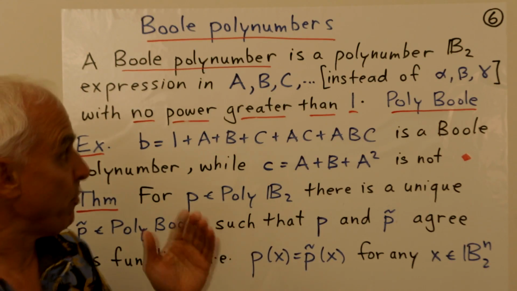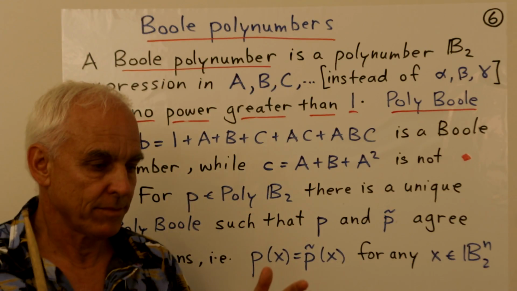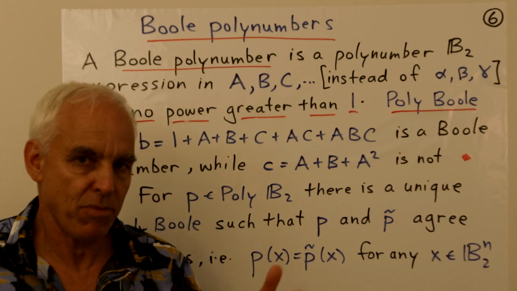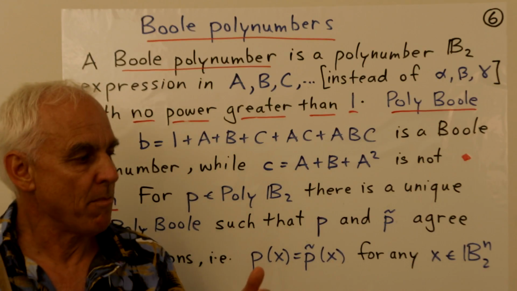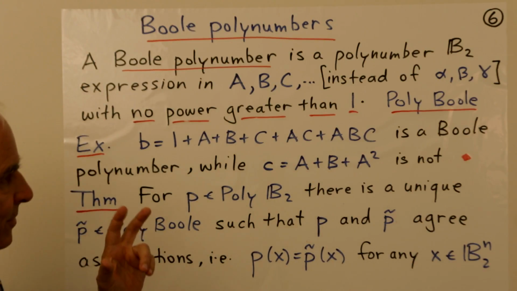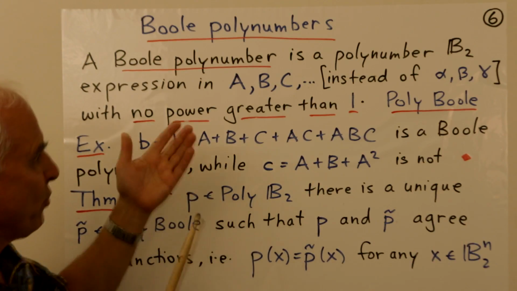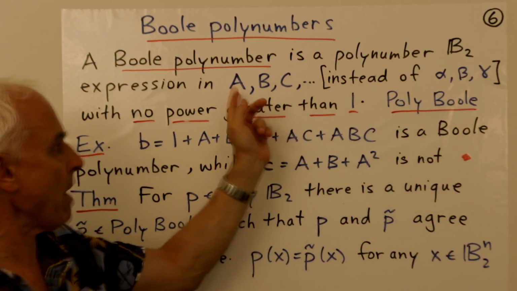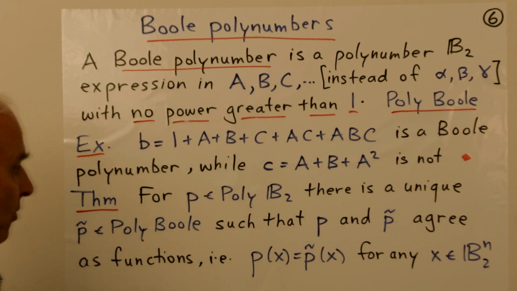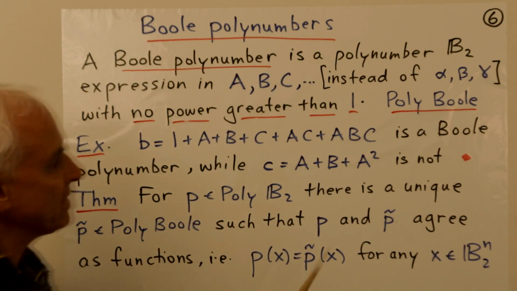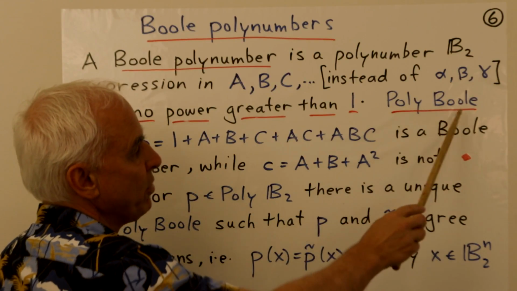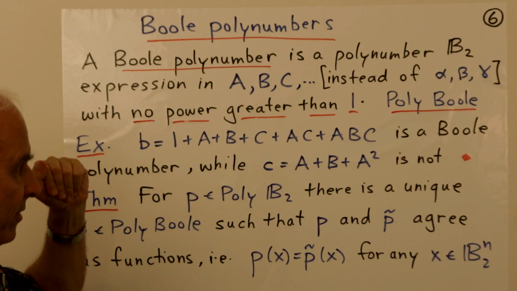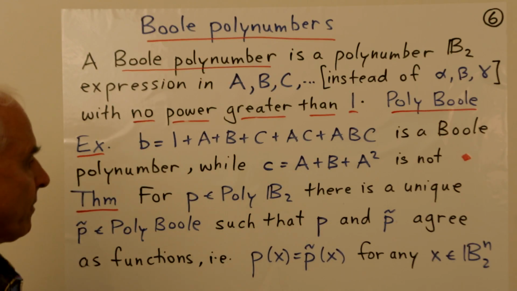Okay, so Boole polynumbers are especially simple kinds of polynumbers, but to make it clear that we're talking about Boole polynumbers and not regular ones, we're going to switch from alphas, betas, and gammas to capital A's, capital B's, and capital C's, and so on. And let's introduce this type. So poly-Boole will denote the type of Boole polynumbers, as opposed to poly-B2.